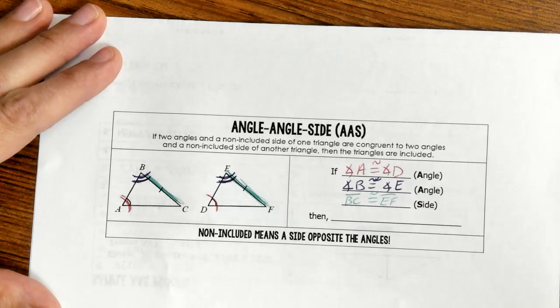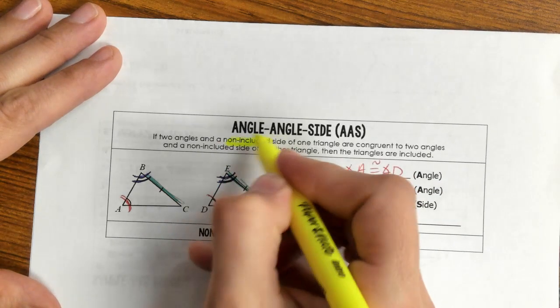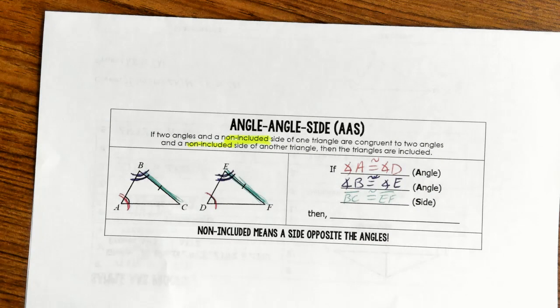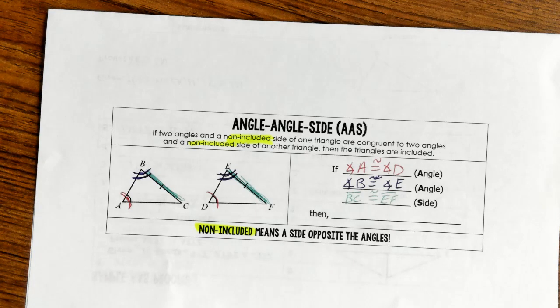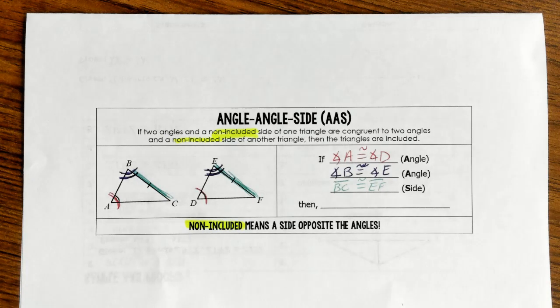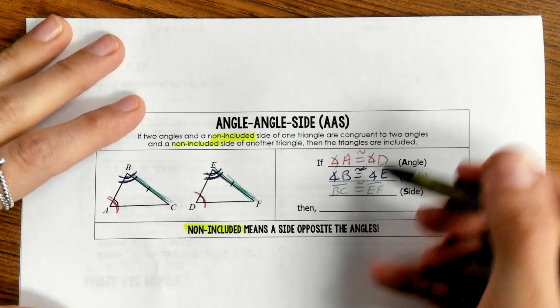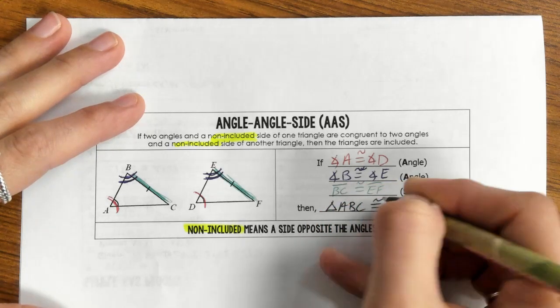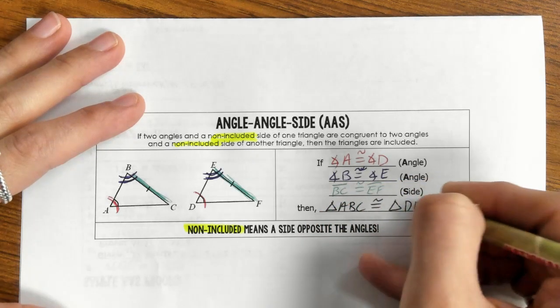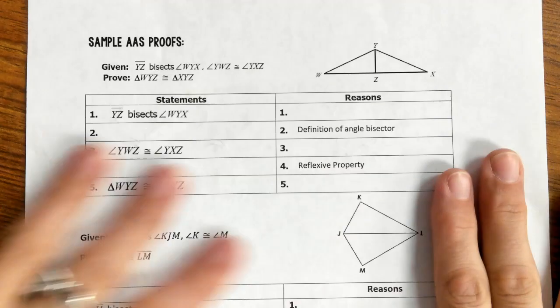Okay, and up on the foldable we see that non-included again. Down here as well. So it's important to look at the differences between the two triangle congruence theorems that have two angles in them. So if we see this occurring, we know that triangle ABC will be congruent to triangle DEF. Please make sure that you are pausing if I'm going too fast.